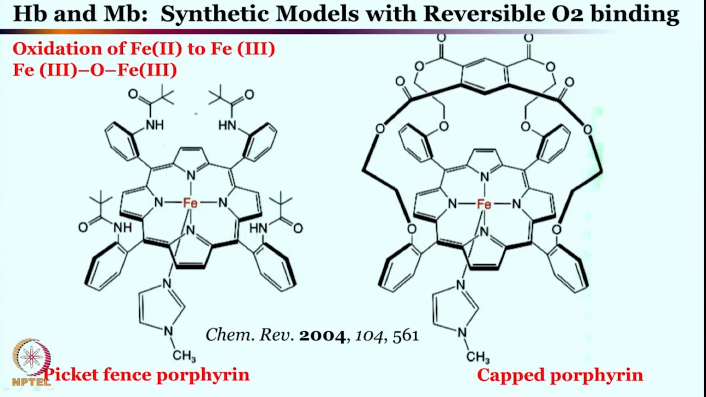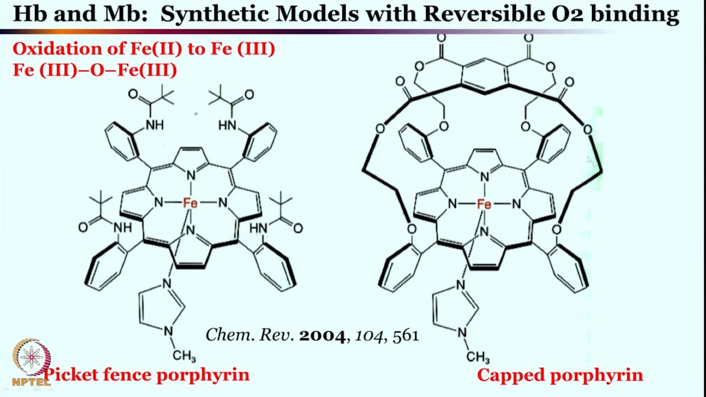Now, to prevent that second iron center from coming close to the first iron center where a superoxide species is forming, it has been successfully designed to have this picket fence porphyrin, which is essentially helping you in getting the mononuclear iron superoxide species. These oxygen bindings are reversible in nature. In this case you see that an axial ligand is also there in the form of imidazole, which is similar to what we see in histidine, right. So, this picket fence porphyrin can mimic the reversible oxygen binding of hemoglobin.